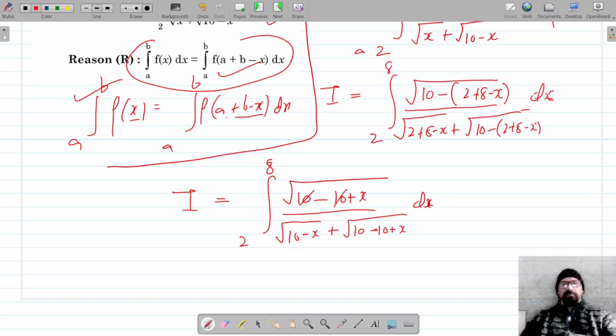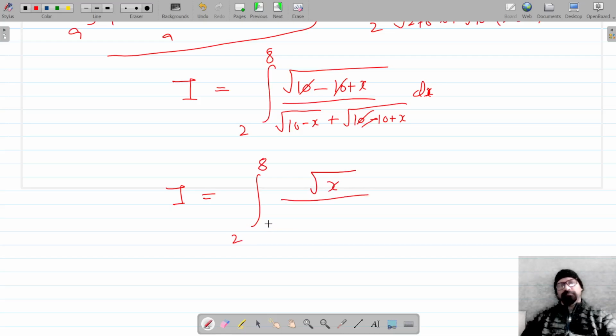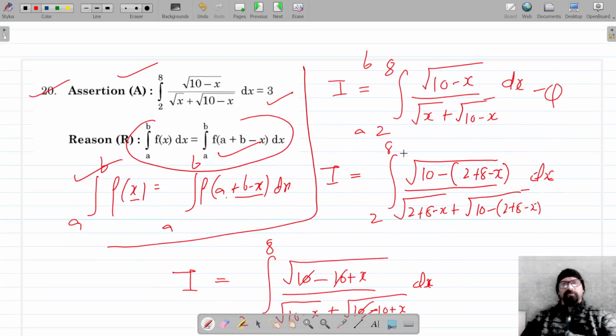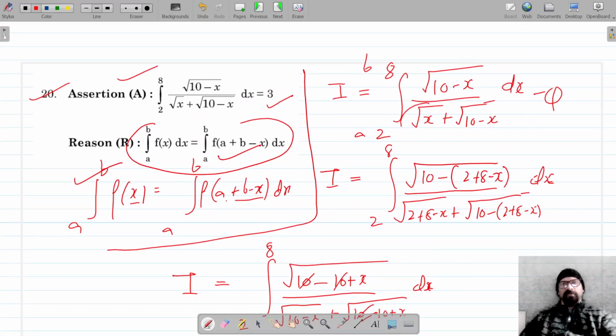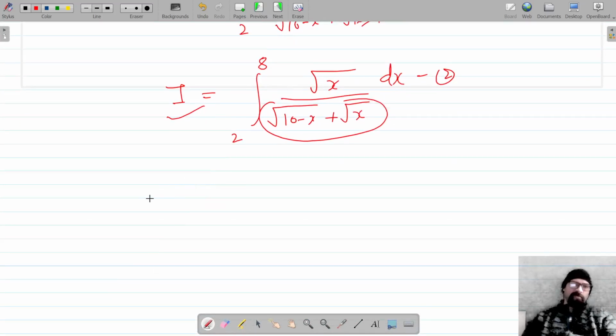So I is equal to the integration of 2 to 8, under root x upon under root 10 minus x plus under root x into dx. If we compare this equation with the first one, these two have the same denominator, so I can add them.